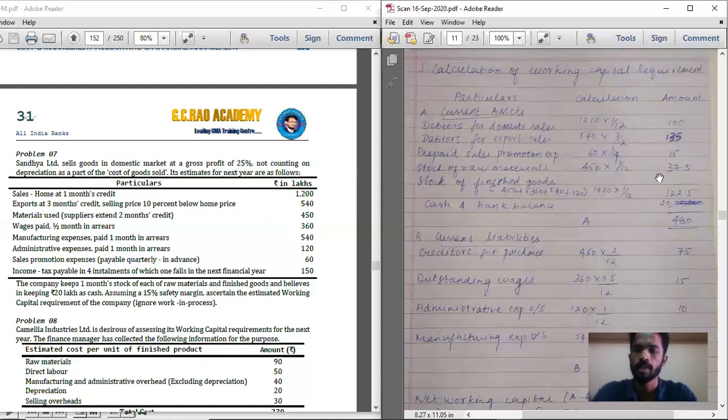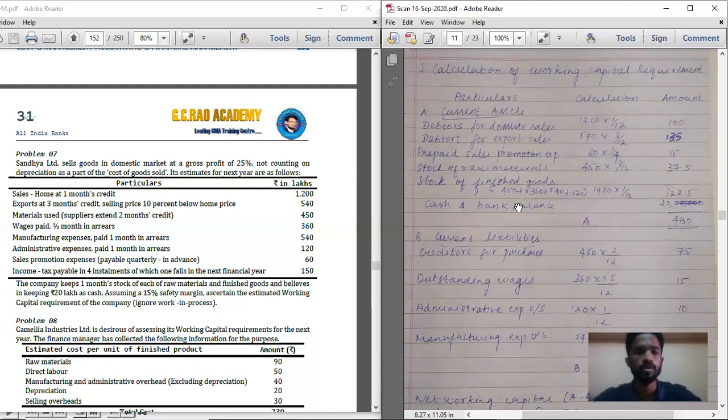Next, in amount column put 37.5. Below that, stock of finished goods. So what is the value of finished goods? All the cost included, or the total summation of all the cost, is called value of finished goods.